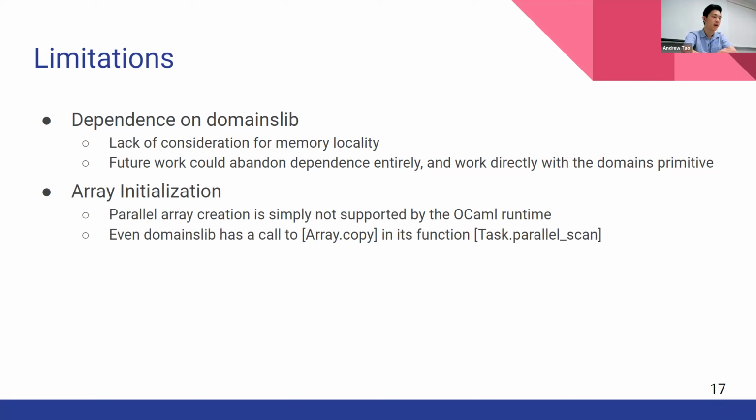It's not supported. In fact, even the recommended higher-level parallelism library, domains_lib, has a call to Array.copy, so a sequential copy, in its function Task.parallel_scan. So we're trying to do a scan in parallel, and we still have to wait on a sequential Array.copy. This is certainly extremely unideal, and for the rest of the time I'm going to talk about ways that we can get around this, because this really is an unfortunate aspect of working with parallelism in the new Multicore OCaml.